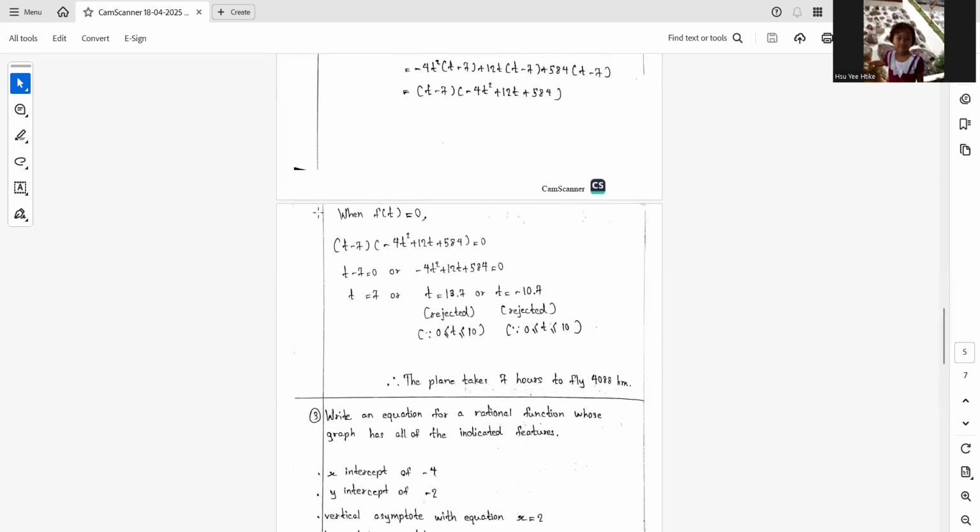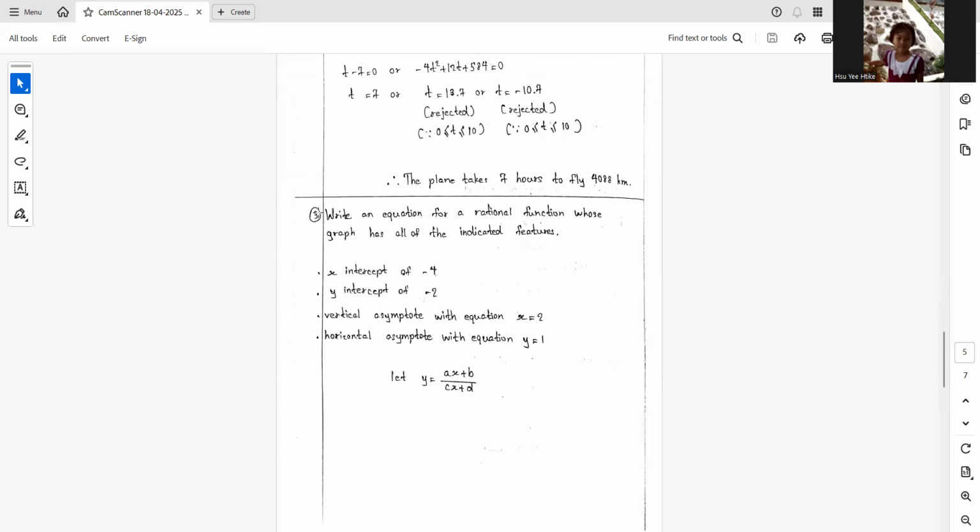So this is the end of question number 2. So let's move on to question number 3. For question number 3, write an equation for a rational function whose graph has all of the indicated features: x-intercept of -4, y-intercept of -2, vertical asymptote with equation x is equal to 2, horizontal asymptote with equation y is equal to 1.